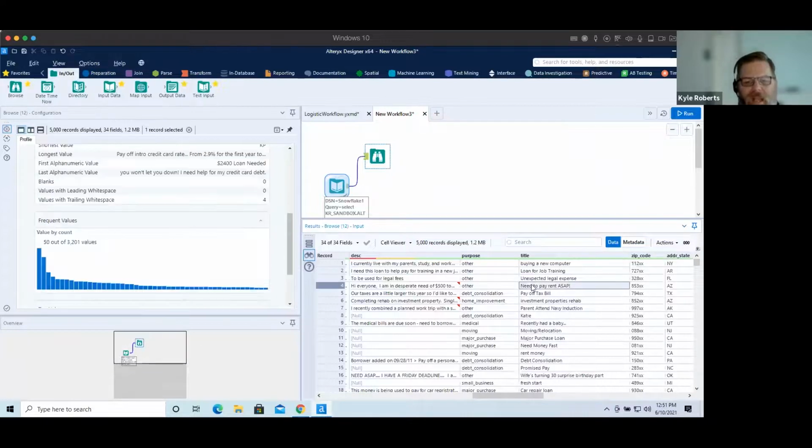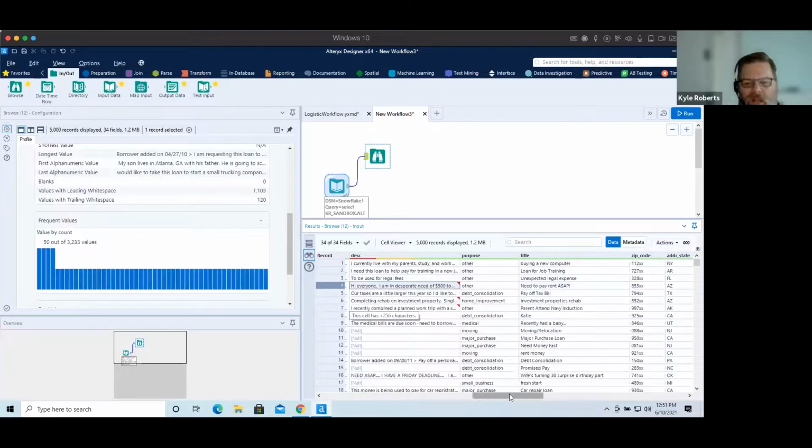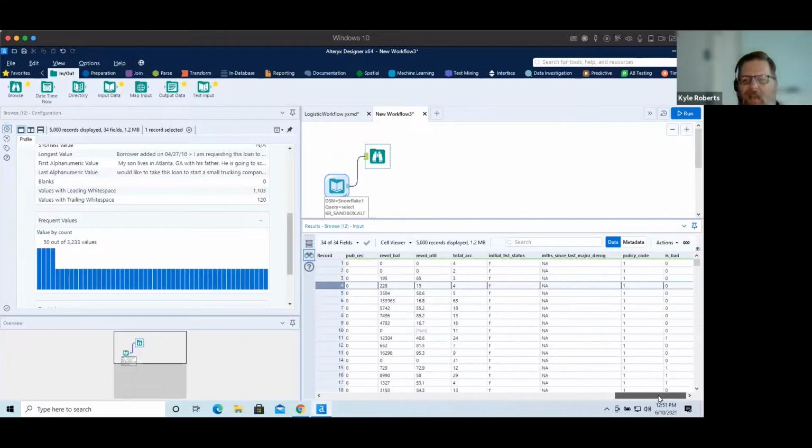I love this one: I need to pay rent right now. That's why I need money. I'm in desperate need of $500. Just curious, we can look at row 4 and see, did they pay it back? You know what, they did. That's great. Here's one that did go bad.